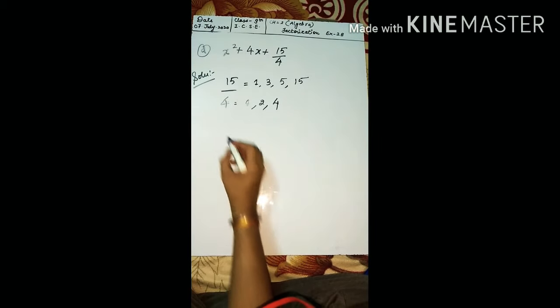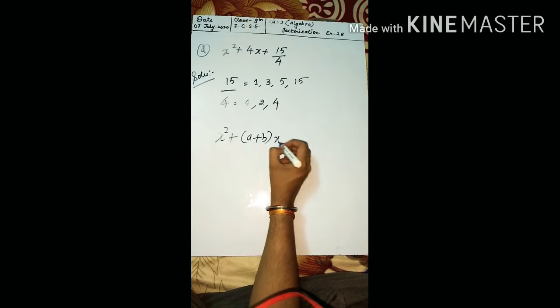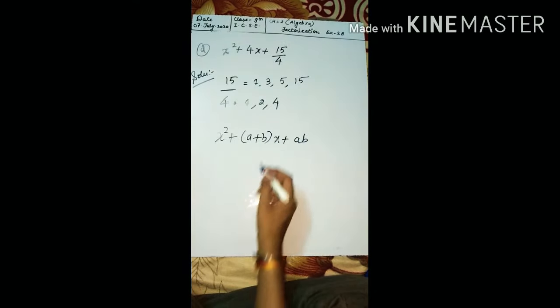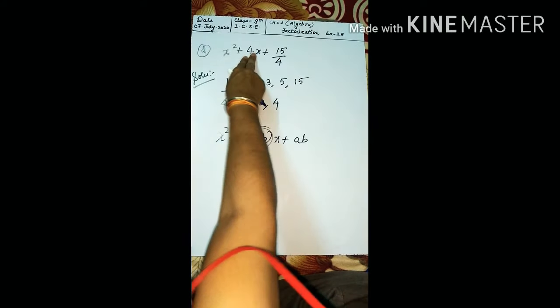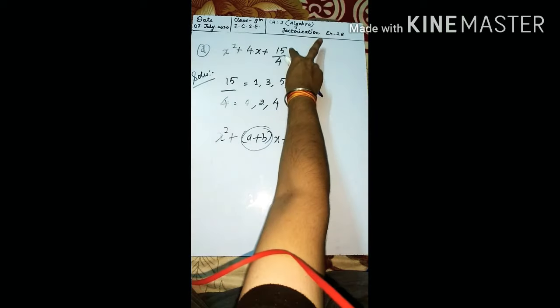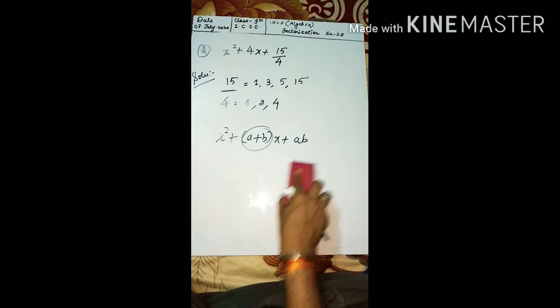Because what is our form? Don't forget what our form is. We need two numbers. On adding we should get 4, and on multiplying we should get 15 upon 4. Remember this thing, this is very important.